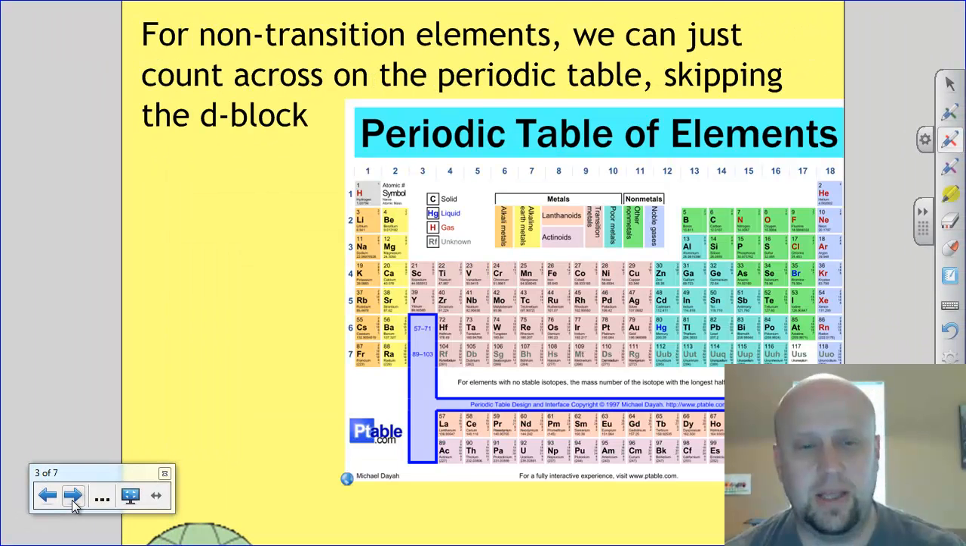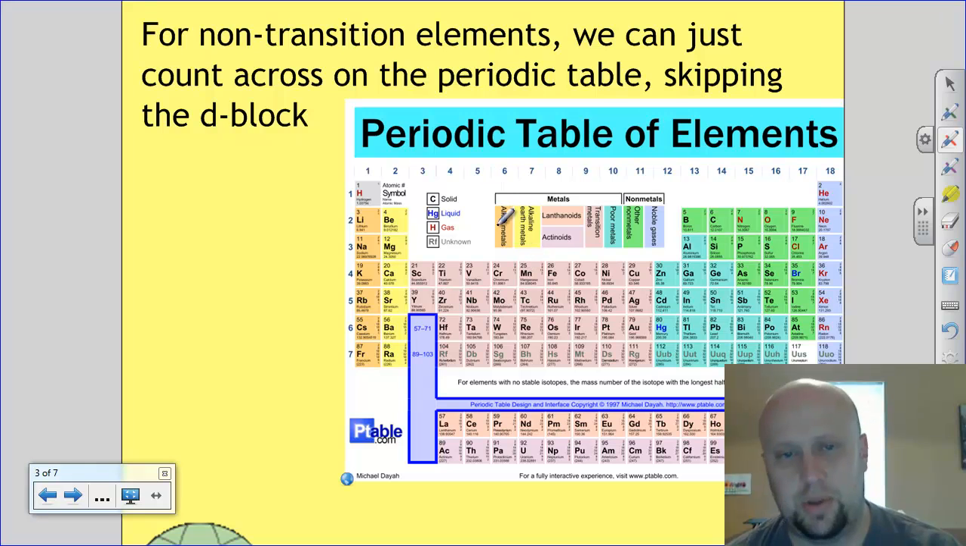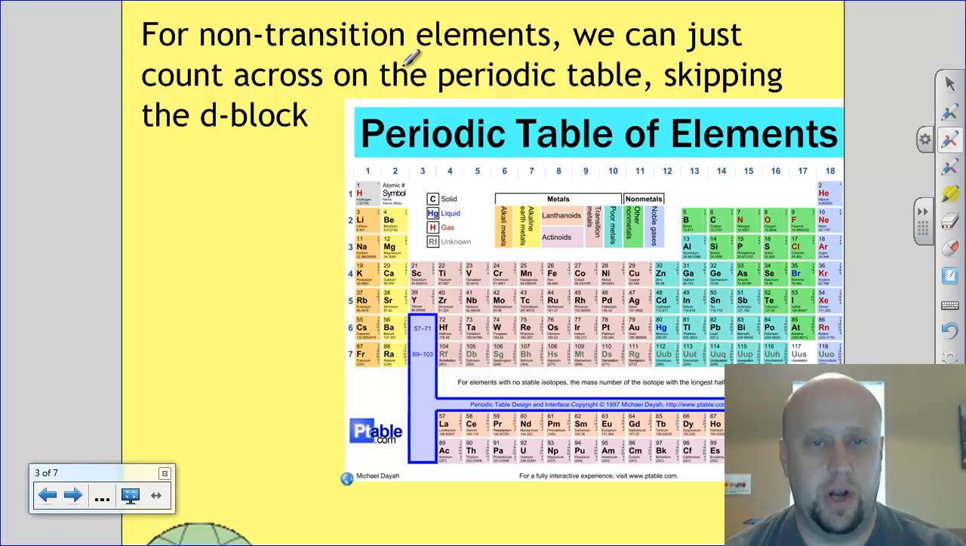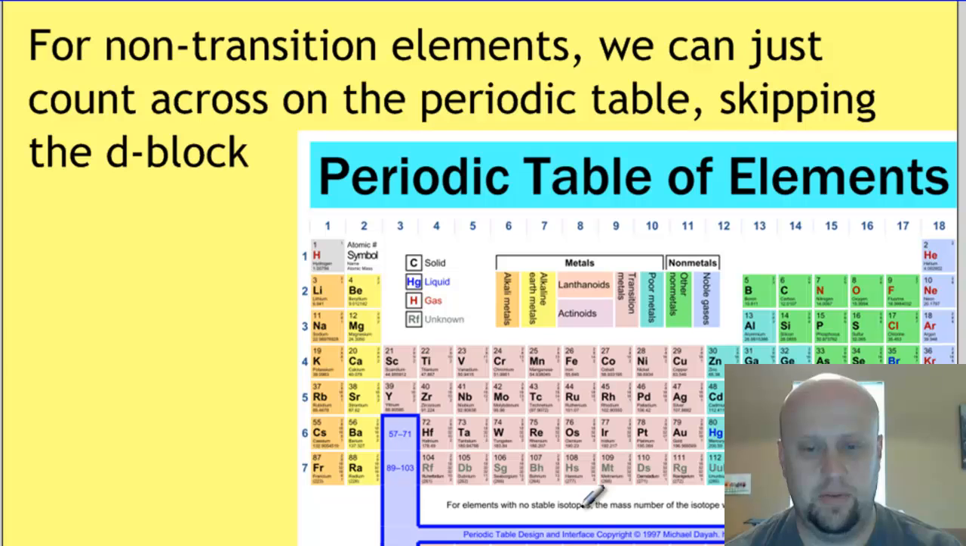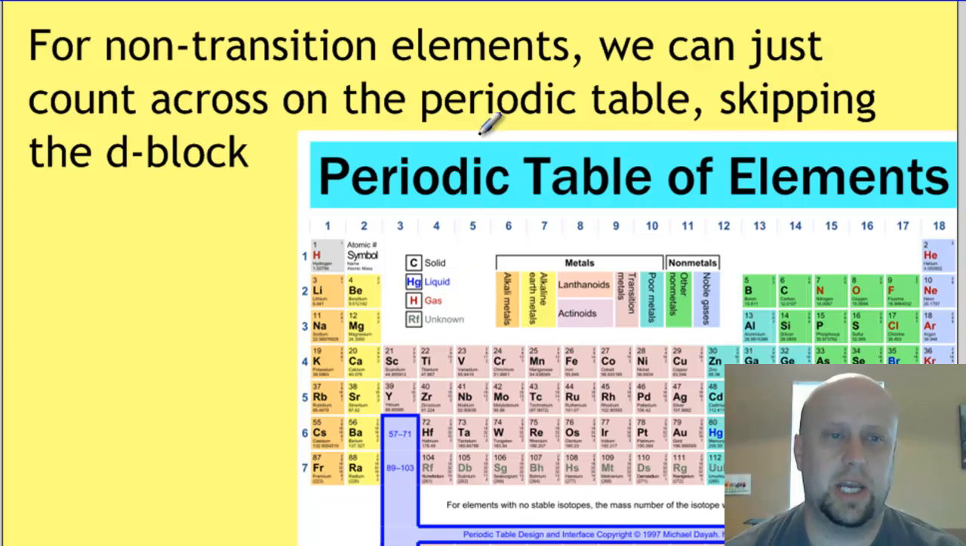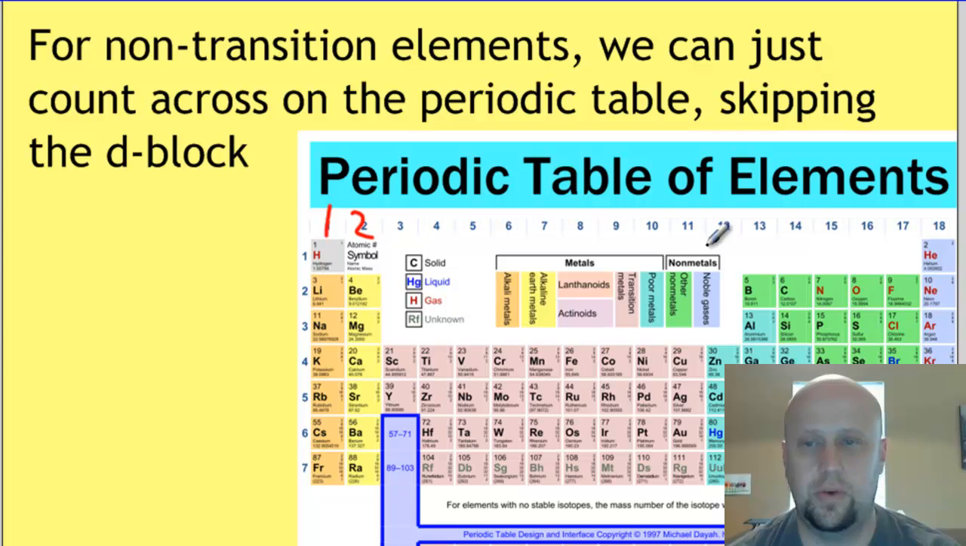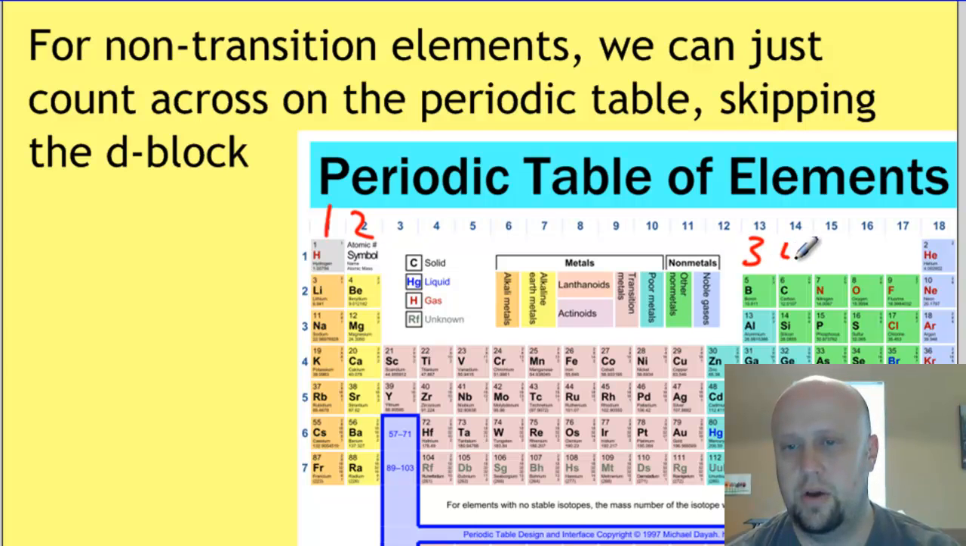Now, the way that we find this typically, rather than just doing a straight-up electron configuration, is this. For non-transition elements, in other words, for things that are not in the D block or even down here in the F block, we're just going to count across the periodic table, and we're going to skip the F block. So if we number off the columns, 1, 2, 3, 4, 5, 6, 7, 8, that tells us how many valence electrons there are.